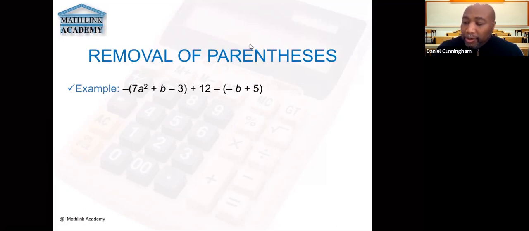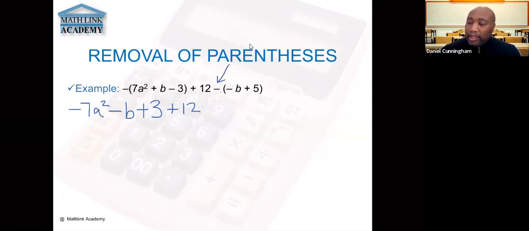To get rid of the first set of parentheses, it'll be a minus 7a squared minus b plus 3. Because of that minus sign, it changed all of the signs inside the parentheses to the opposite. Now, we have a plus 12. That's not in parentheses, and that's okay. Now let's look at this here. We're going to distribute this minus sign here and here. So this gives me a plus b and a minus 5. And that's how we got rid of the parentheses for our expression.